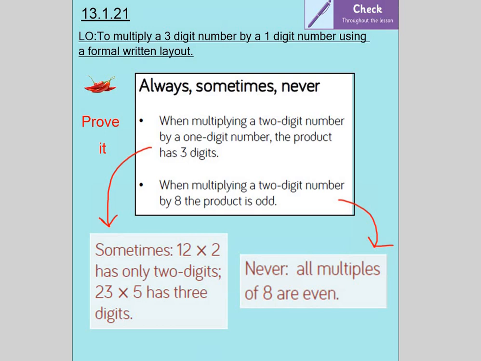How did you get on with chili 3? If you have a look at the first one, when multiplying a 2-digit number by a 1-digit number, the product has 3 digits. Well, if you looked at 12 times 2, the answer is 24, so it's only got 2 digits as the answer, as the product. Whereas 23 times 5 has 3 digits, so it is sometimes true. And then the one where it says, when multiplying a 2-digit number by 8, the product is odd. It's never, because all multiples of 8 are even.